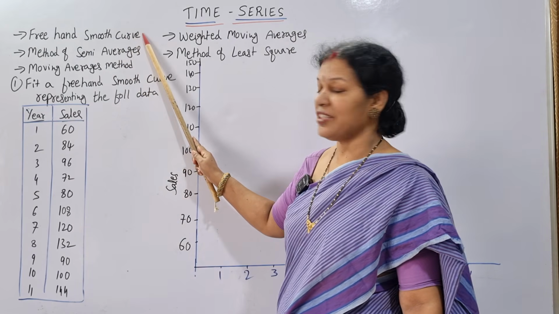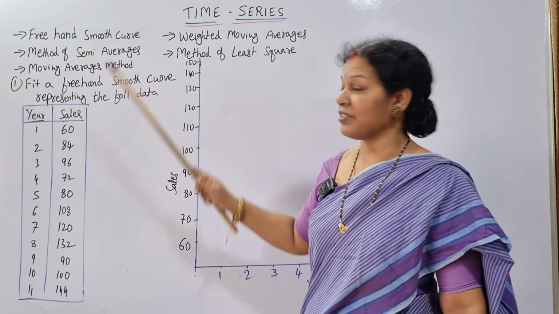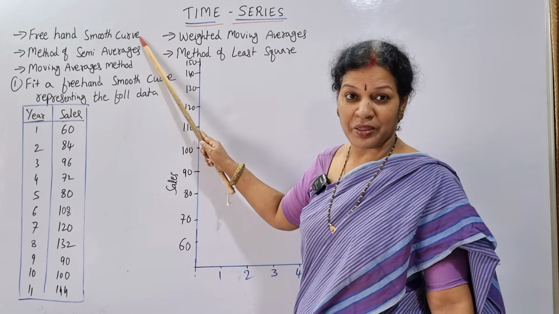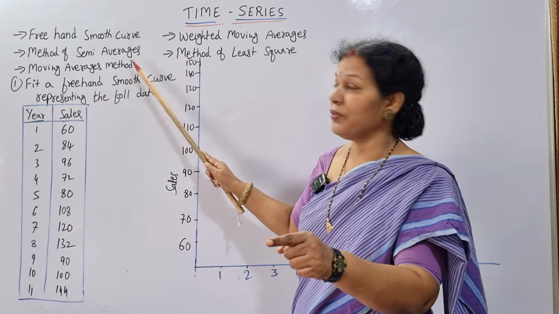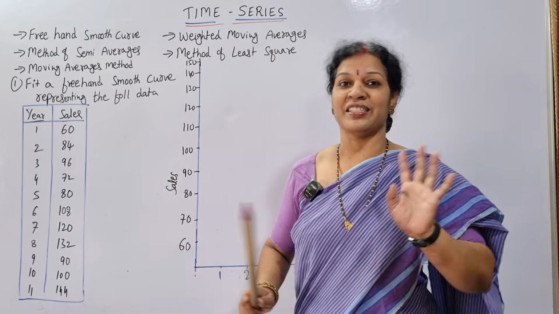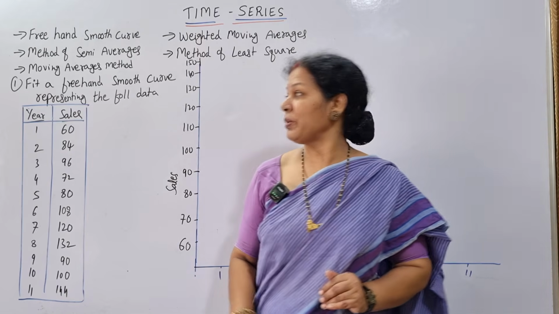If you understand the freehand smooth curve, the next method is the method of semi-averages. It depends on the first method, the freehand smooth curve. If you understand the freehand smooth curve, the method of semi-averages is easy. Are you getting it? Now let's focus on the problem, one problem.